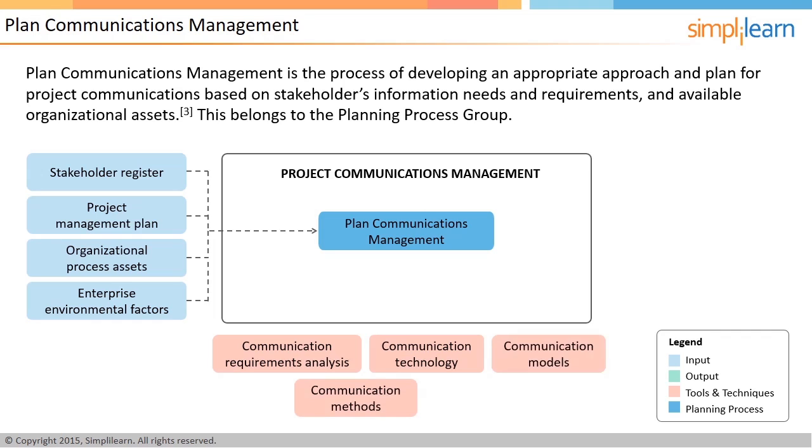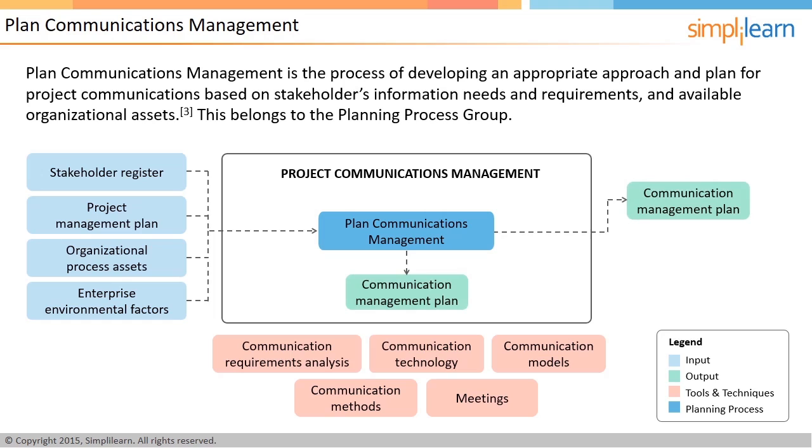You may need to conduct meetings before agreeing on and finalizing the communications management plan. The communications management plan is the primary output of this process, which lays down the procedures around communications in the organization. Communication management plan has information like which stakeholder needs what kind of information, at what frequency, and how. As a result of this process, some other project documents may also get updated.